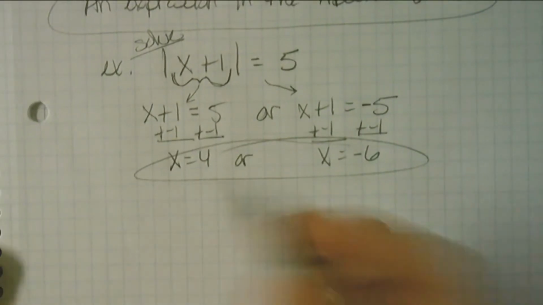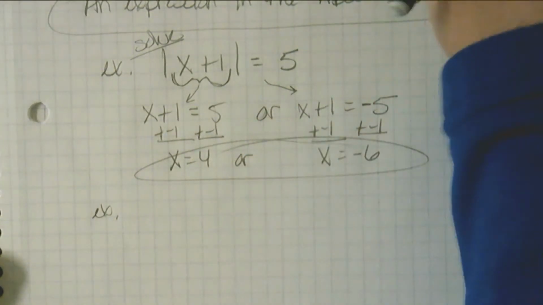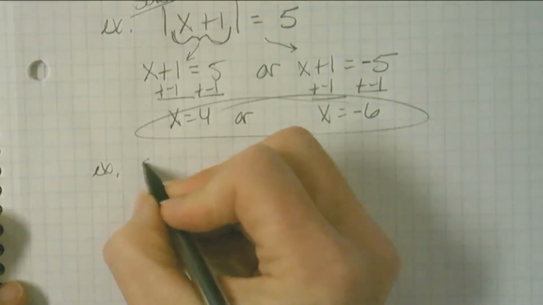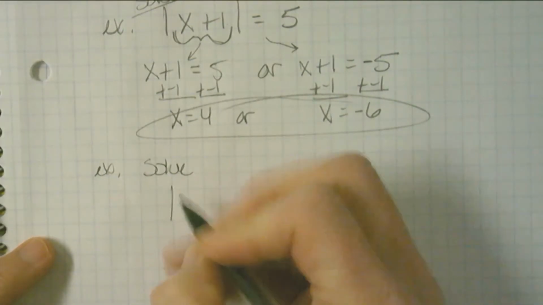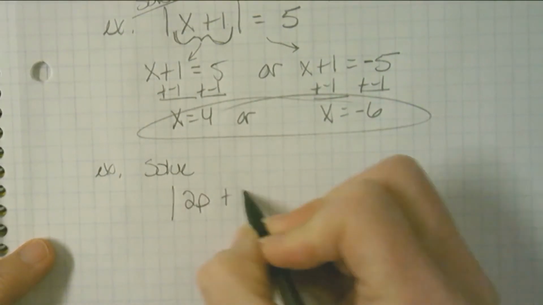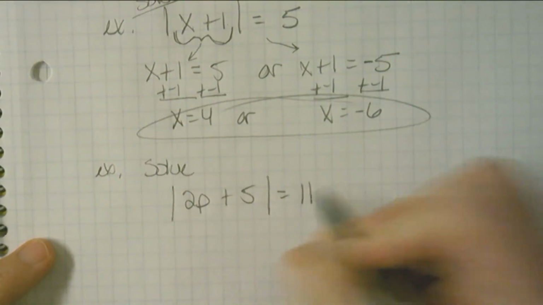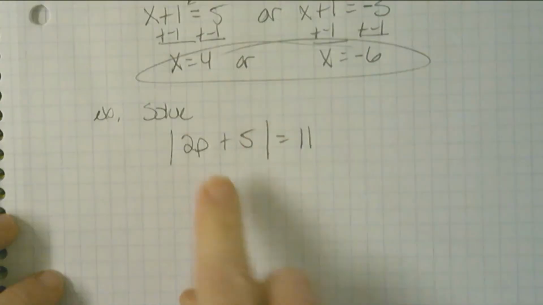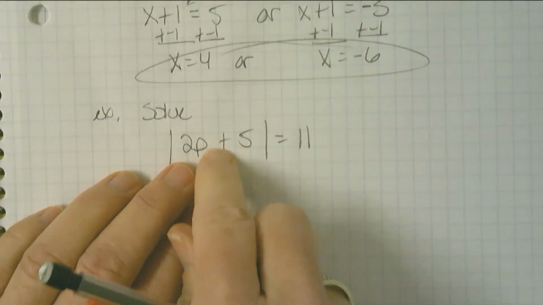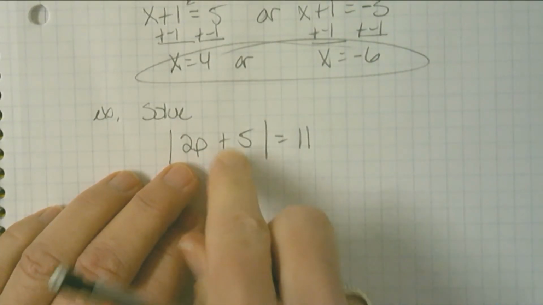All right, let's do another one. I want you to solve the absolute value of 2p plus 5 is equal to 11. Now, here's the thing. I cannot do anything. And if you noticed, it's the other thing I want you to notice.